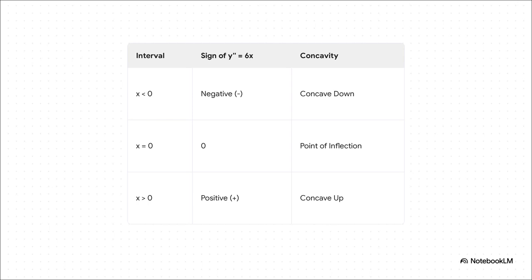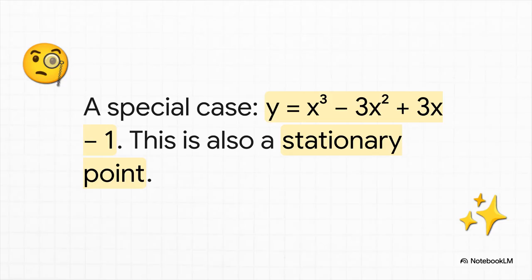Now pick a number bigger than 0, like +1. The second derivative is positive. The curve is concave up. So, did the sign change at x equals 0? Yes, it went from negative to positive. We found it. It's a true point of inflection. All right, that was a good warm-up. Now for our next one, which has a really cool little twist.